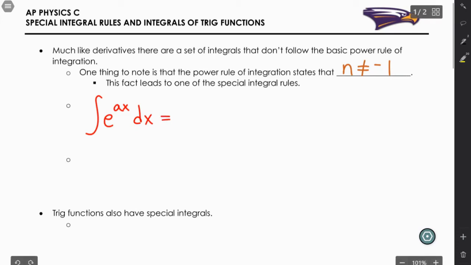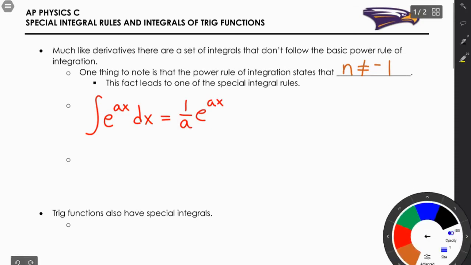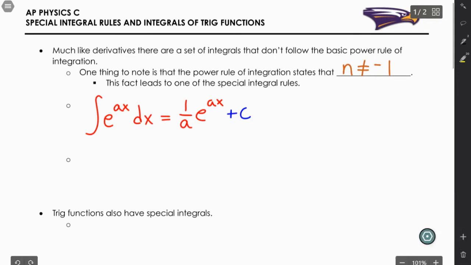So if I'm taking the integral of e to the ax, my answer is going to be 1 over a times e to the ax. And of course, if this is an indefinite integral, you will have that plus c here. But on the formula sheet, they don't include the plus c.